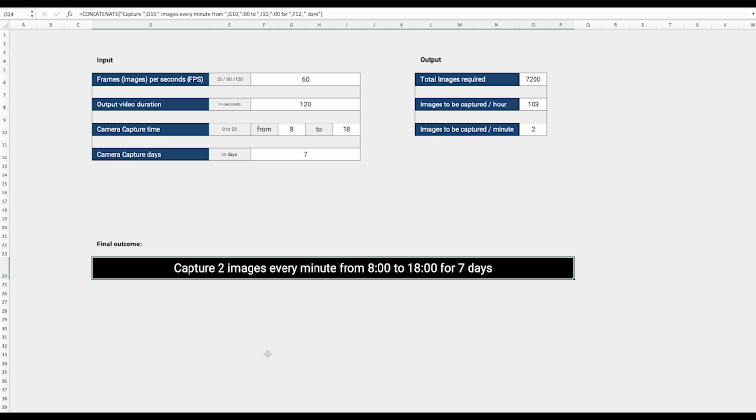Okay then. So this utility can be useful for calculating how many images we want per minute. I'll add this utility in the description below. You guys can check it out.